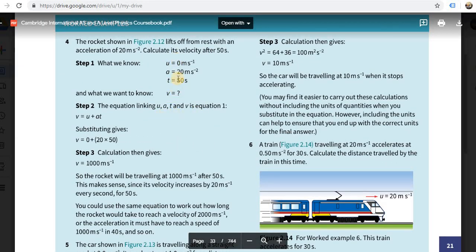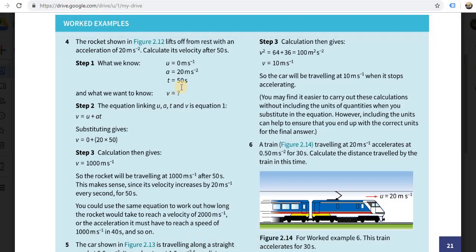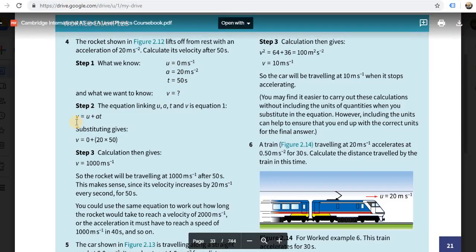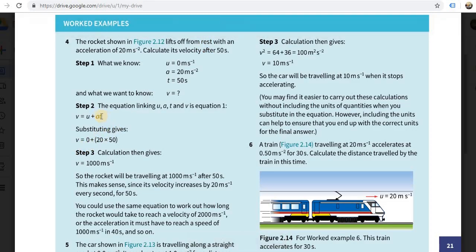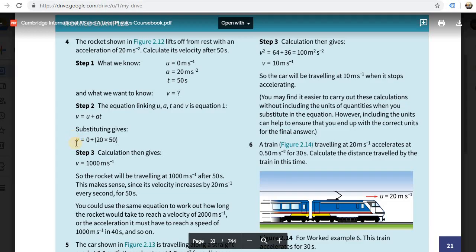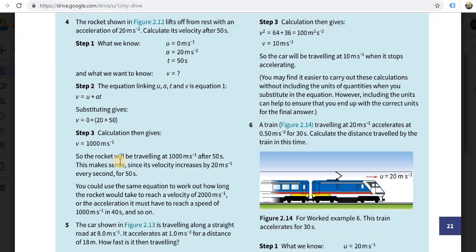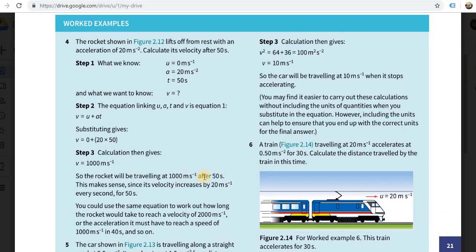This is how we know which equation we are supposed to use. That's why we write down the quantities like this with the unknown quantity, and then we see which equation out of those 4 we have to use. So that is this equation: V is equal to U plus AT. U is 0 because they say starts from rest, and A is given. After a certain time T, we are supposed to find the final velocity. We get 1000 meters per second. So the rocket will be traveling at 1000 meters per second after 50 seconds.